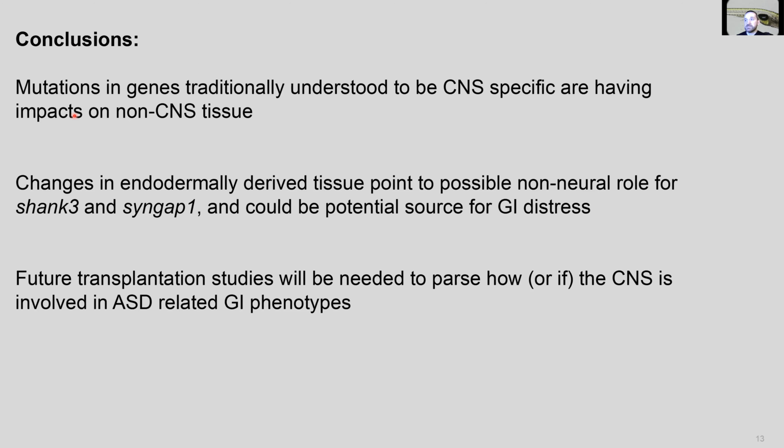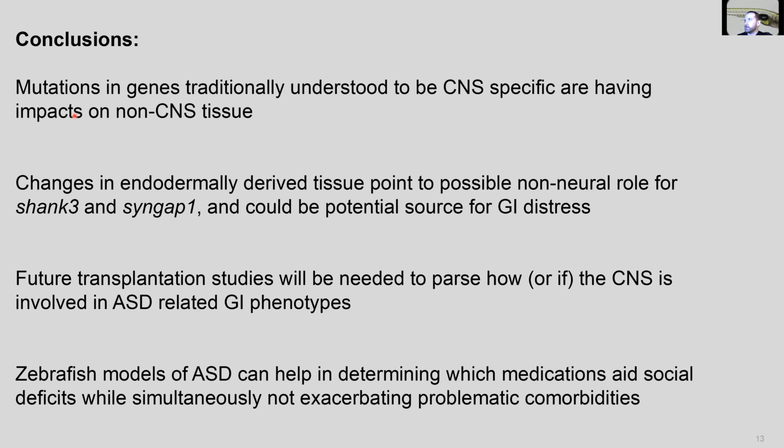Future transplantation experiments will obviously be needed to figure out how or if the CNS is involved in these GI phenotypes. It's something I unfortunately didn't get time to talk about in depth, is the use of these model systems, be it rodent or be it zebrafish, are really helpful in determining what kind of medications can be used to not only treat behavioral issues, but not worsen other problematic comorbidities.